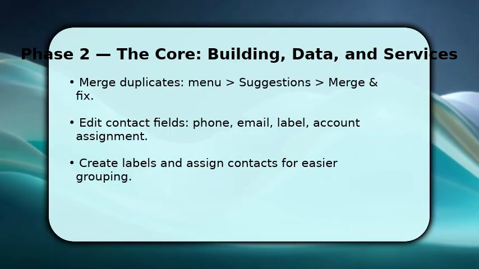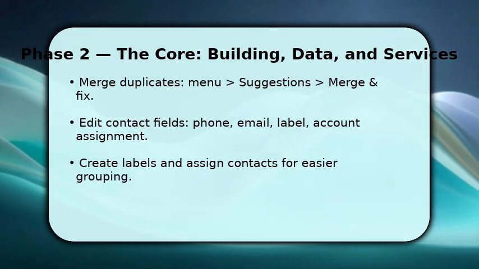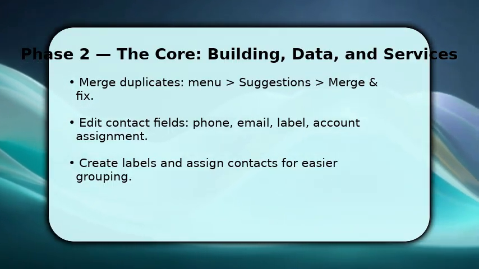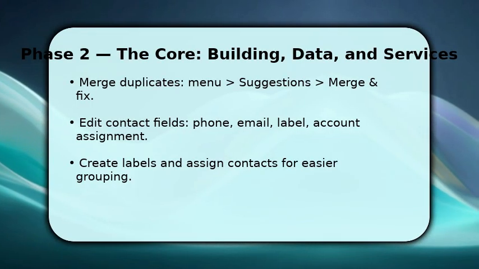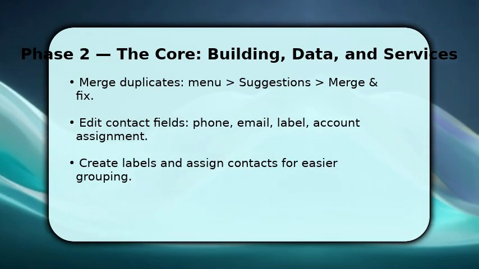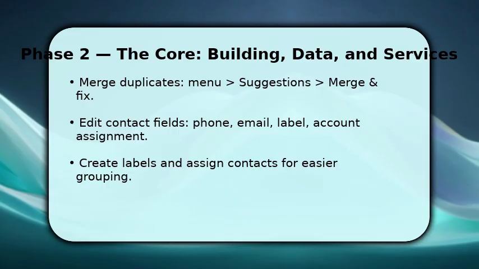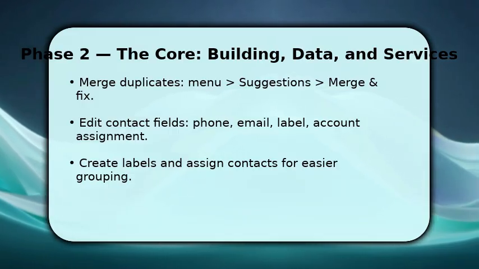Use labels to group contacts. Think family, work, vendors, and assign contacts to those labels for quick filtering. These steps keep your address book organized and make future searches and sharing faster and more reliable.